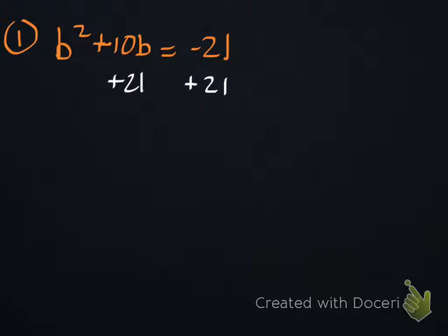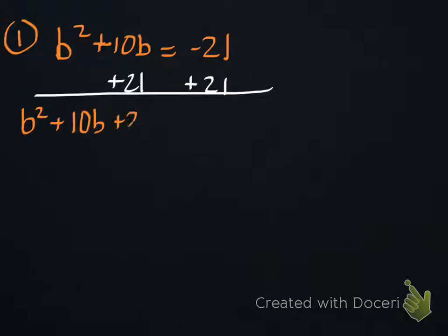Can 21 combine with any of the information that's over on that side? No. And so we will have b squared plus 10b plus 21 equals 0. Always write it in the format where you have your b squared term first, or your variable term squared first, your linear term with the power of 1, and then the one with no variable. Now we're going to factor.